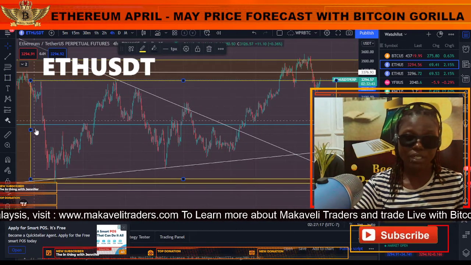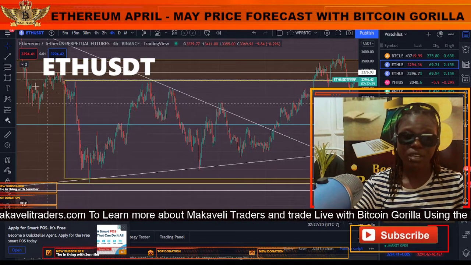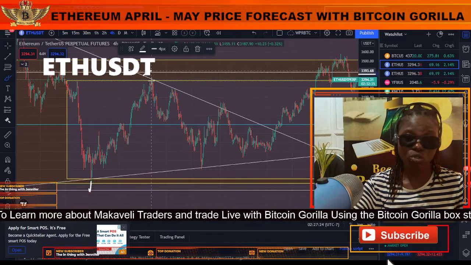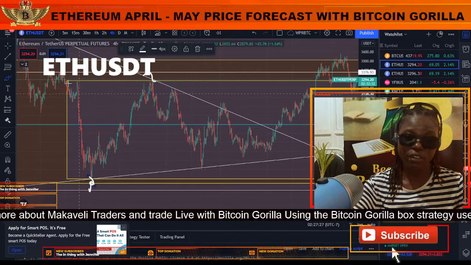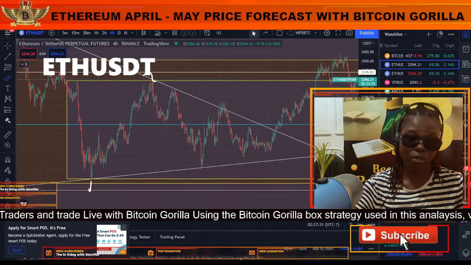Why am I starting it here? I'm starting it here because that's the last point that led to the dive down. What I'm looking at, this is 1 and this is 2. So this is where they first touch since the down move, and this is the second touch. So those start my box.